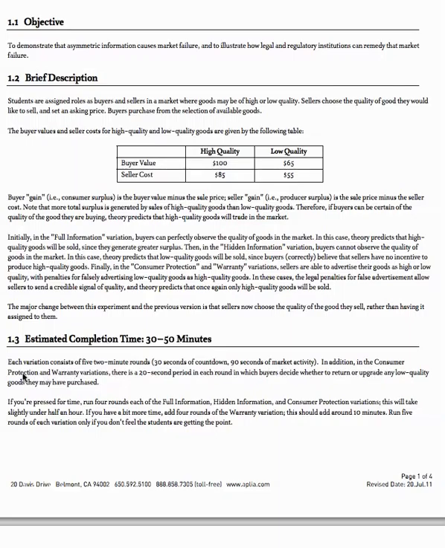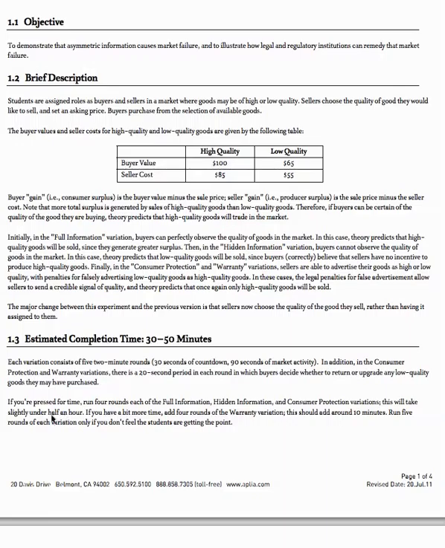In addition to the consumer protection and warranty divisions, there's a 20-second period in each round in which buyers decide whether to return or upgrade any low-quality goods that they may have purchased. Now, if we're a little bit pressed for time, we'll run the 4 rounds, each of the full information, the hidden, and the consumer protection variation, and this will take slightly under half an hour.